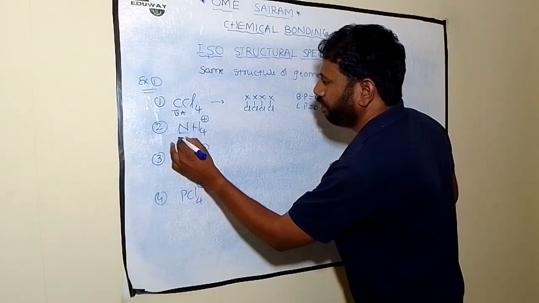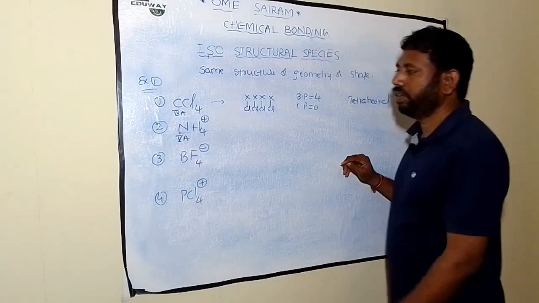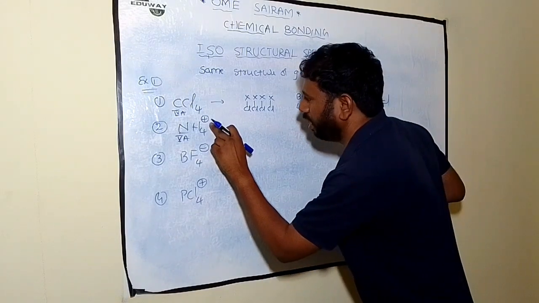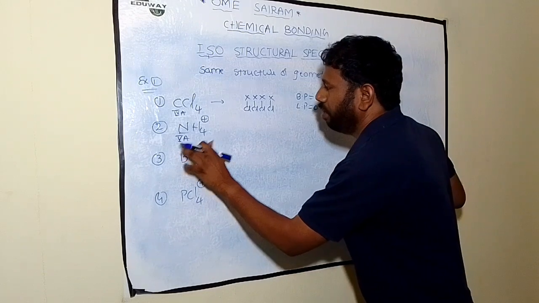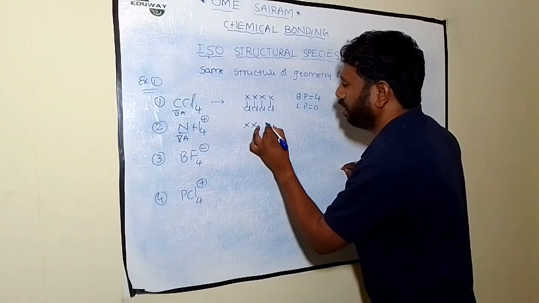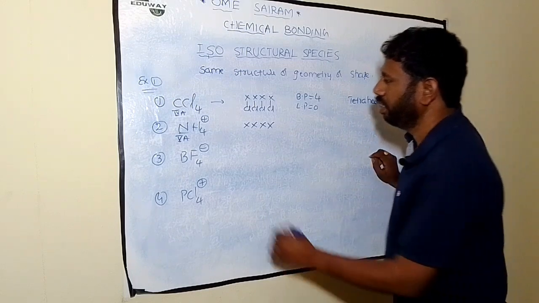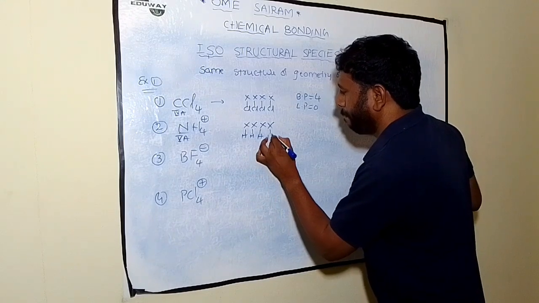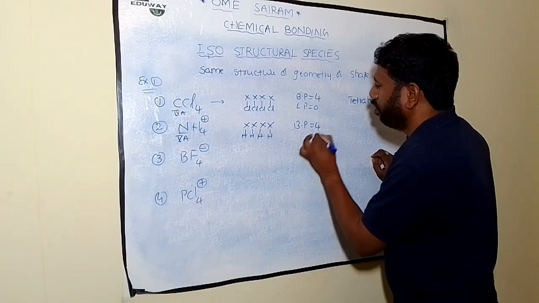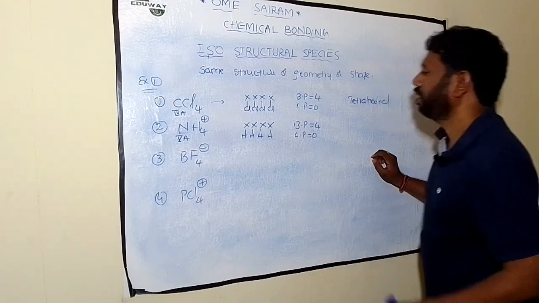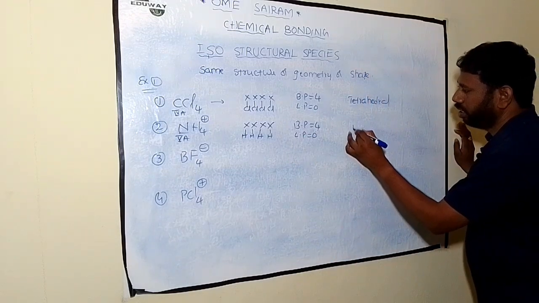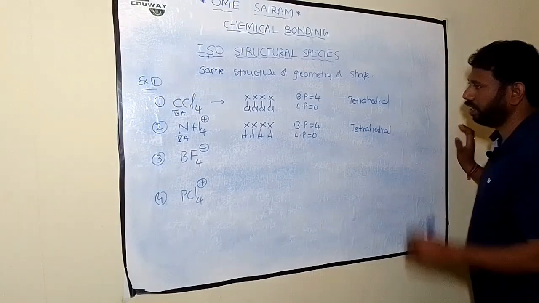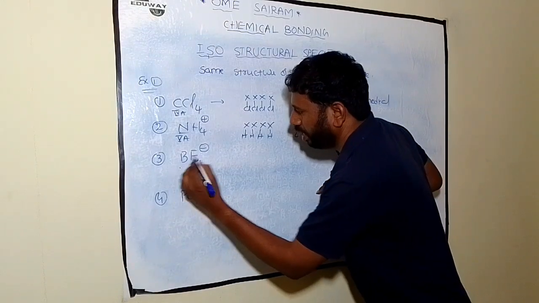Now see, NH4 positive charge. The central atom is nitrogen. It belongs to 5th A group element. It contains 5 valence electrons and 1 positive charge is present. That means it has 1 electron less. 5 minus 1, 4 valence electrons. Now nitrogen is forming 4 bonds with 4 hydrogen atoms. Bond pairs 4, lone pair 0. If any molecule has 4 bond pairs and 0 lone pairs, the geometry is tetrahedral.